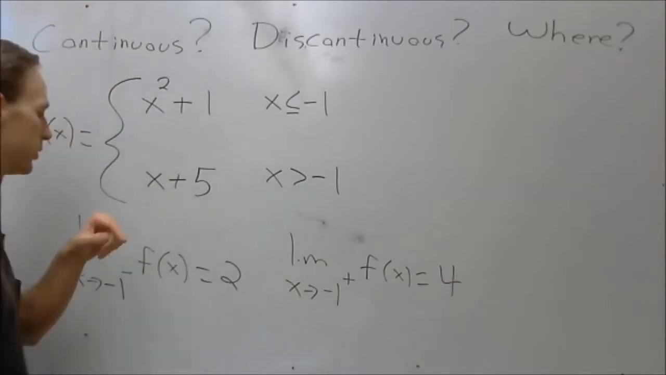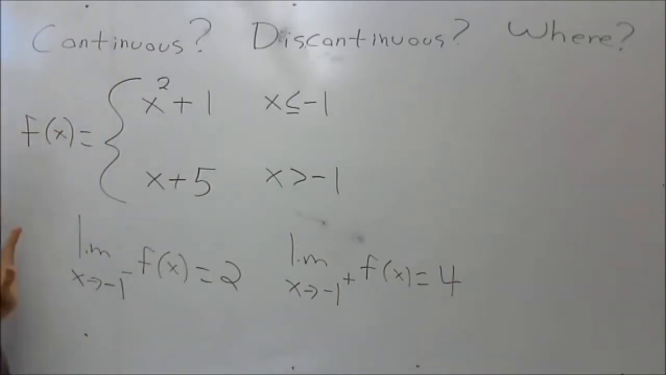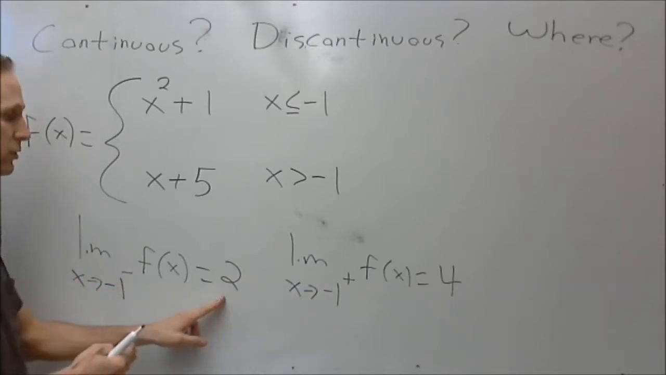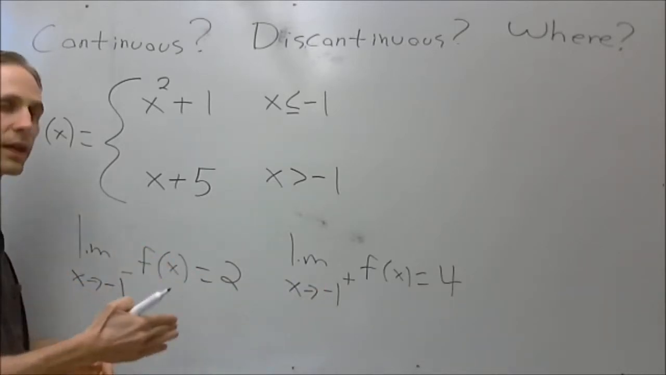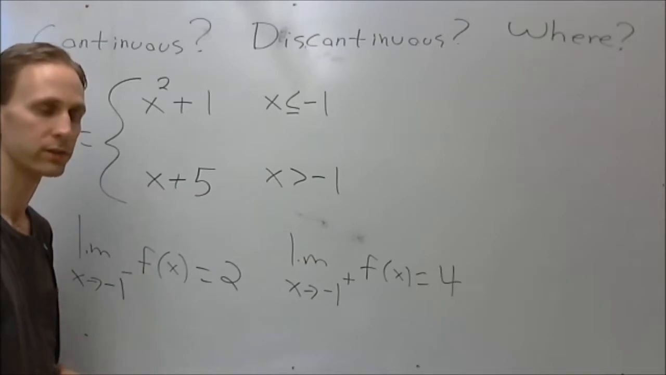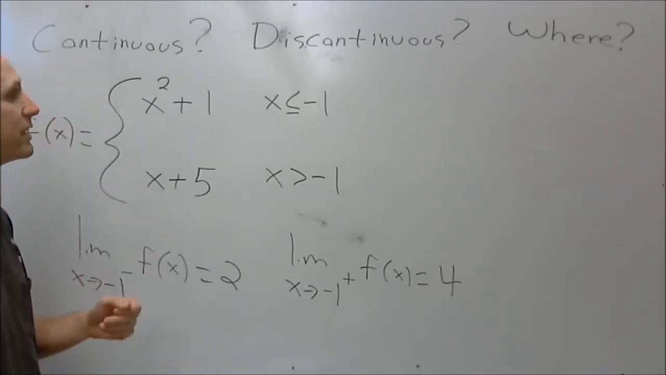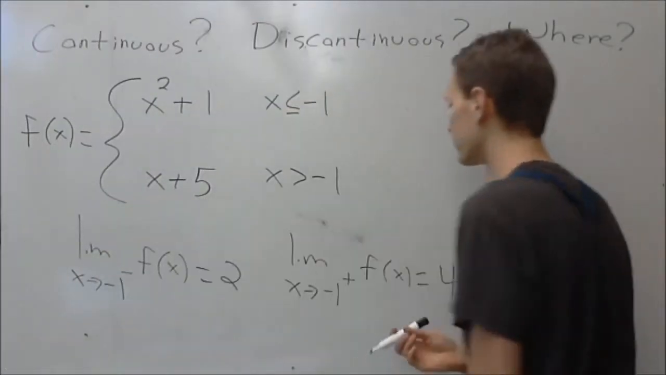Just plug it in. And so from the left it's approaching 2, from the right it's approaching 4, and so the limit as x approaches -1 does not exist. So it fails to satisfy that second condition. So therefore this function is discontinuous when x is -1.